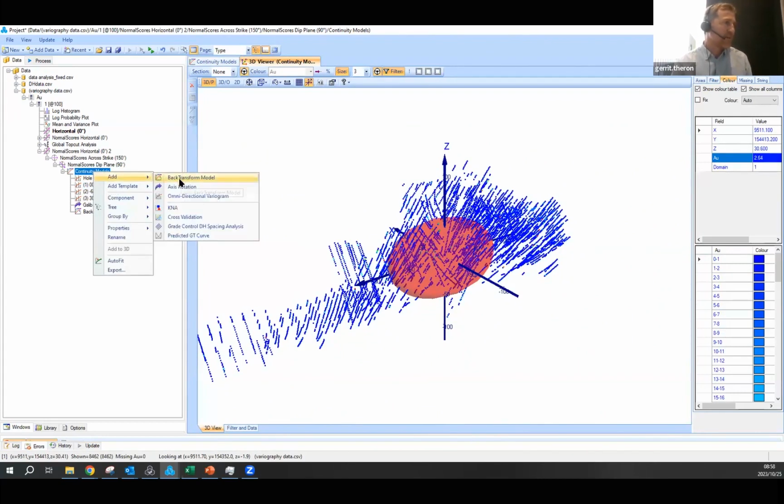So we're going to add our kriging neighborhood analysis. That's where we optimize our estimation parameters. So basically what it does is it varies different estimation parameters and it calculates the kriging efficiency and the slope of regression for each scenario. And then it plots these on a graph and we choose the scenario which gives us the best kriging efficiency and the best slope of regression.